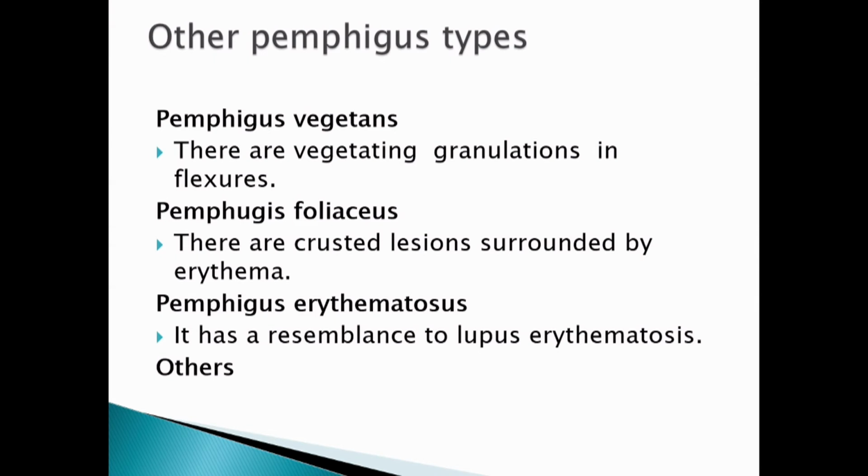There are three other types that you have to know: the pemphigus vegetans, in which there are vegetations, and these vegetations are present in the flexural areas, in the groins, for example. The foliaceous, where there are crusted regions, and the erythematosus, where there are lupus erythematosus-like lesions.